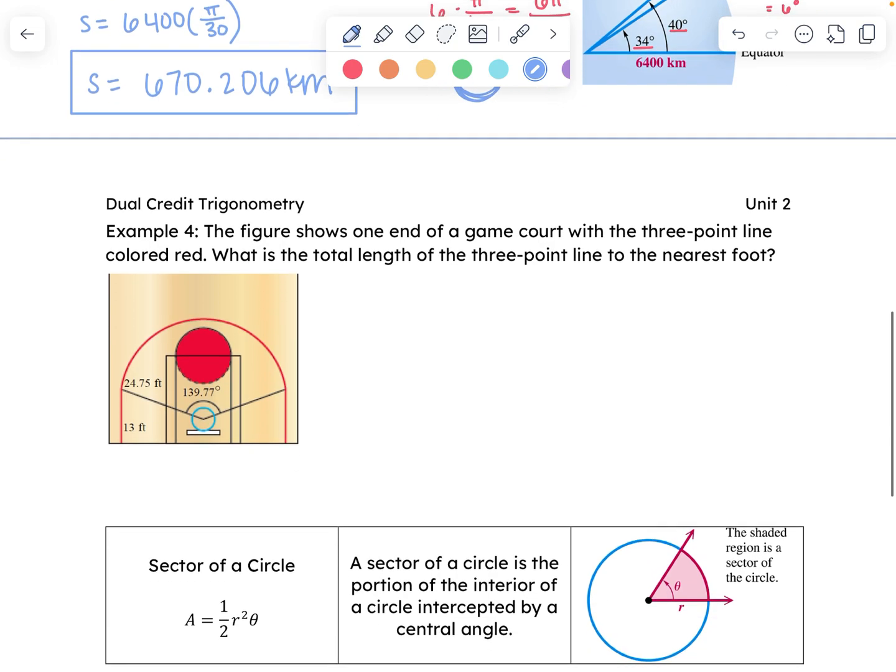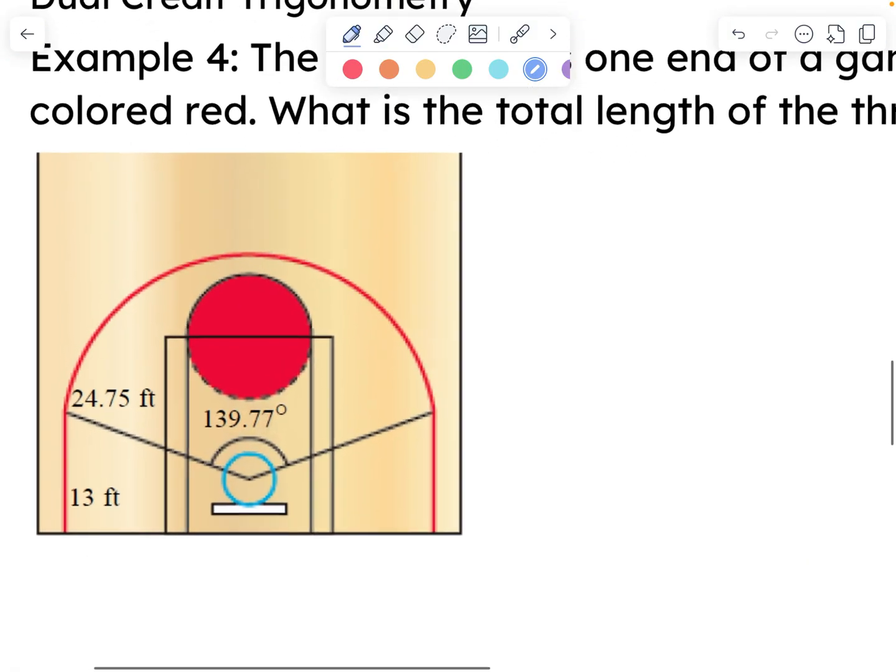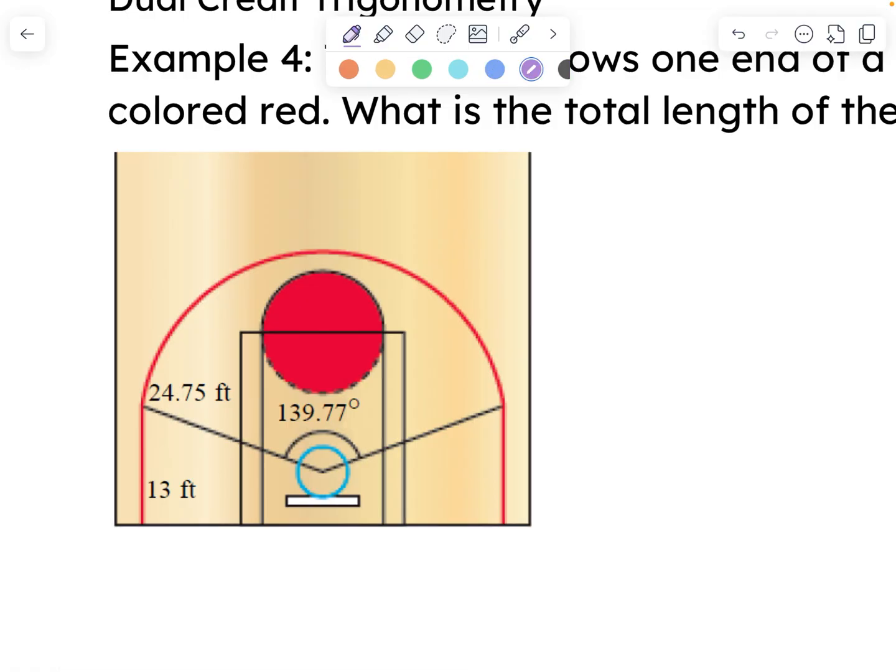The figure shows one end of a game court with a 3-point line colored red. What is the total length of the 3-point line to the nearest foot? So zoom in on the picture again. It tells us right here that this part is 13 feet, which means over here, this part is also going to be 13 feet. So I can do 13 plus 13 over here, but I need to figure out what that middle curve section is, which is going to be our arc length. So I need to figure out what that middle length is. 13 plus something plus 13.